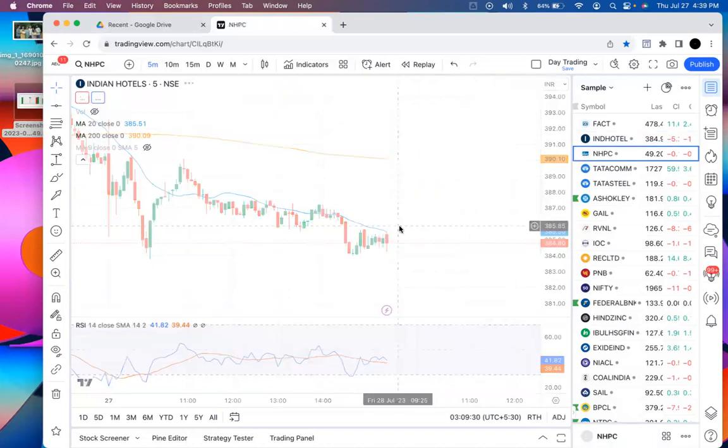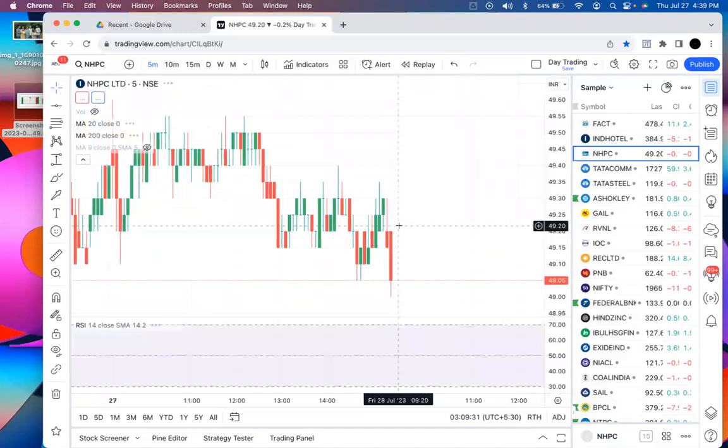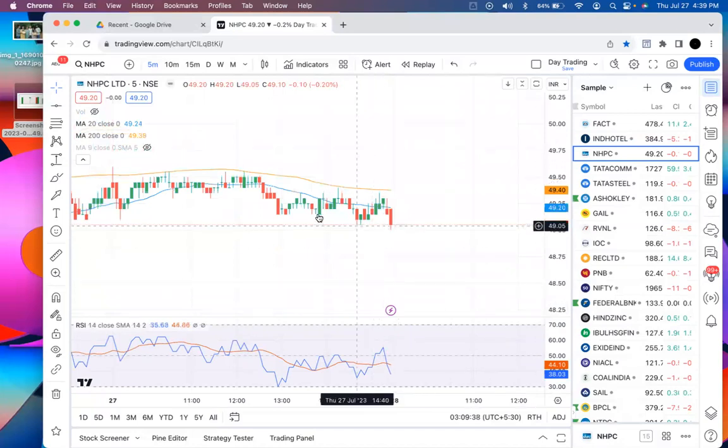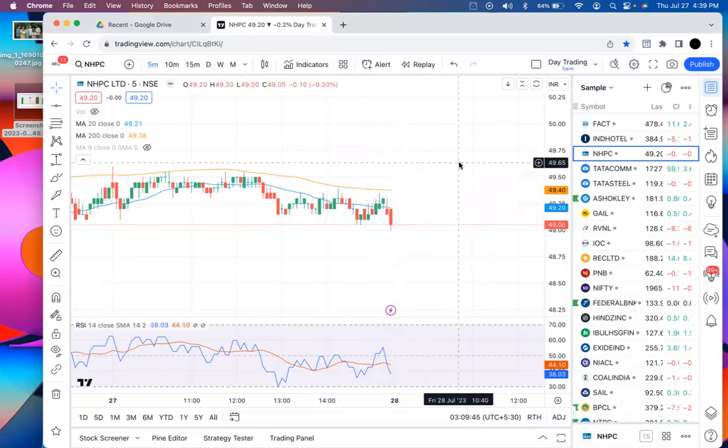Okay, NHPC is another example we'll look at. All right, should we trade this? Now, this one I wouldn't trade, because the 20 is below the 200, and I'm not really expecting an upward movement here.